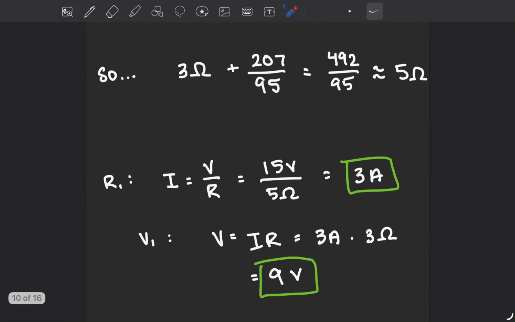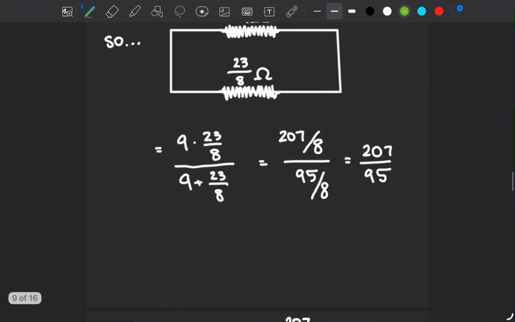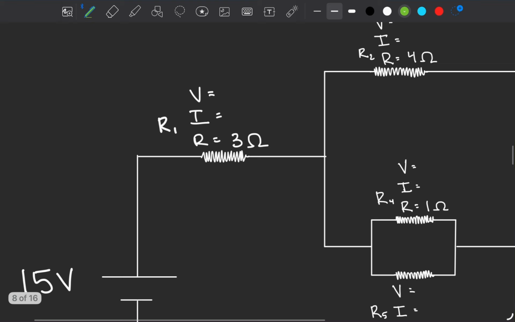So now that we know the equivalent resistance of the entire circuit, we can use that to start actually solving and filling in some of our gaps. So for the first resistor, the current going through the circuit is the same going through this first resistor. And so using Ohm's law, the current is equal to the voltage divided by the equivalent resistance. So 15 volts over 5 ohms is 3 amps of current. And so if we go back up here, we can put in 3 amps of current there.